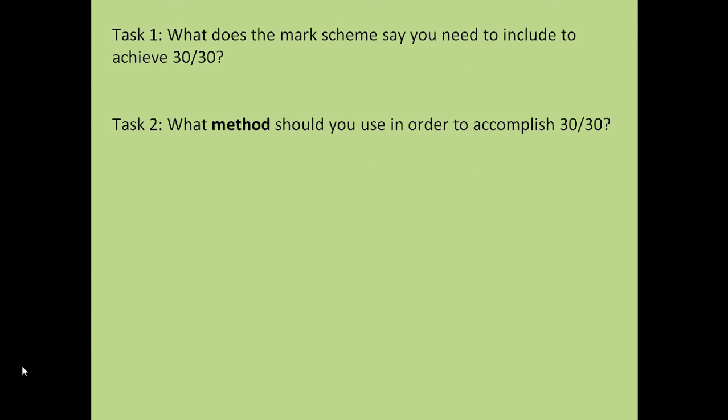A quick question for you, see if you've been revising. I want to know what the mark scheme says in order to achieve 30 out of 30. Do you understand what the mark schemes are asking you to do? And secondly, what method did you employ to ensure you achieve full marks based on that mark scheme? Please pause this, and then when you're ready, press play to resume.